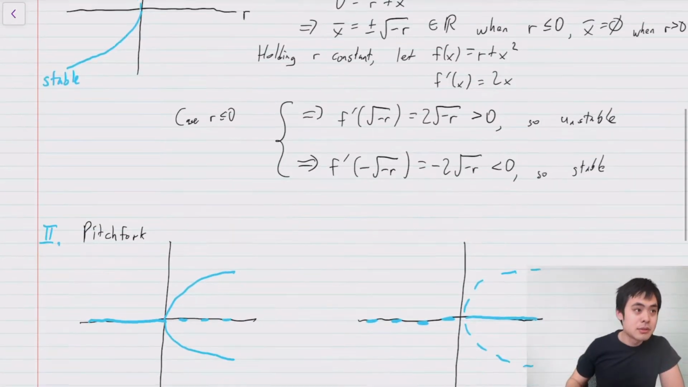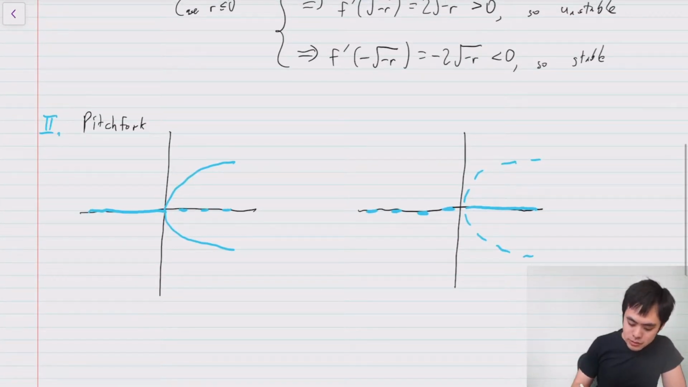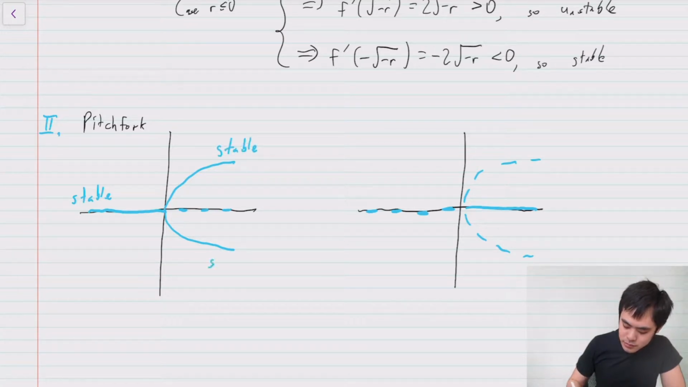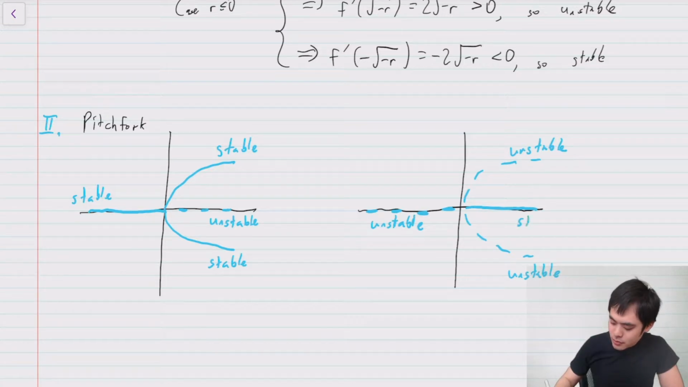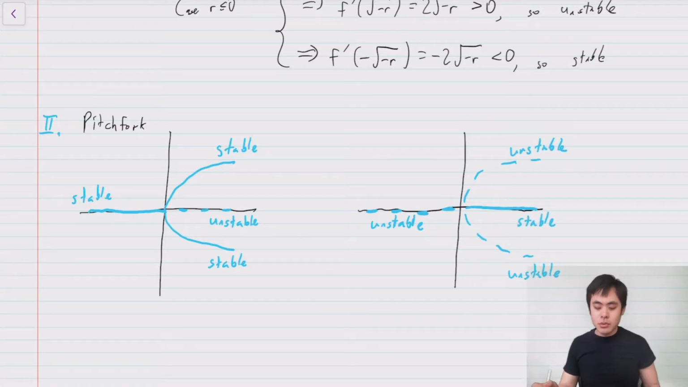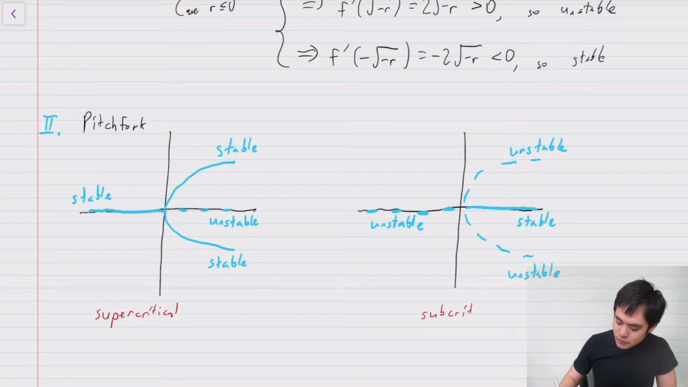So let me actually write, so stable, stable, stable, unstable, unstable, unstable, unstable, and stable. Okay, and this one here is supercritical, and this one here is subcritical.